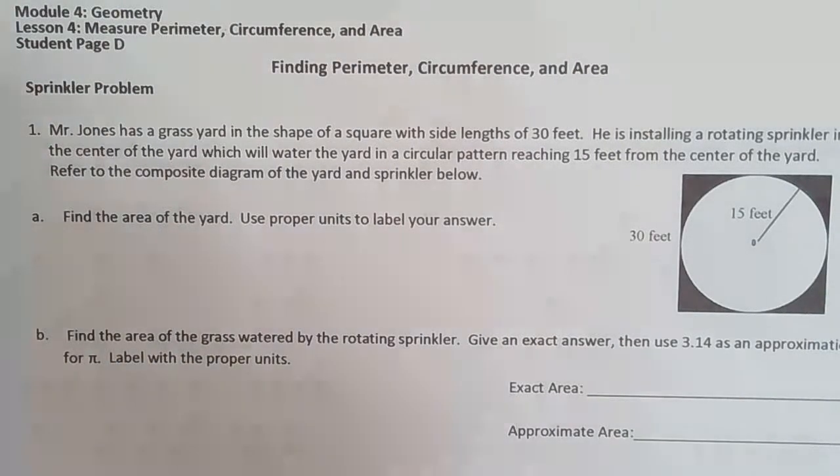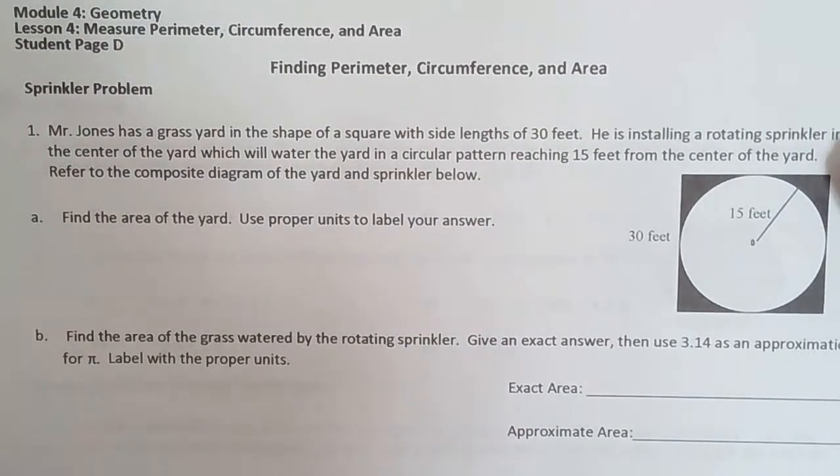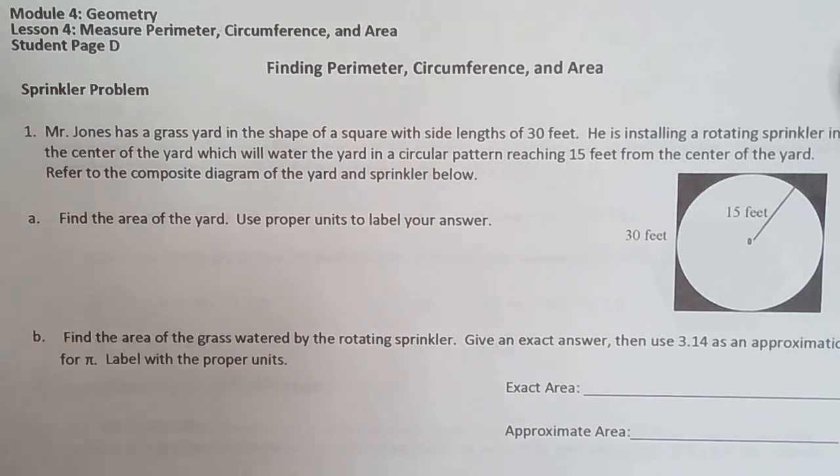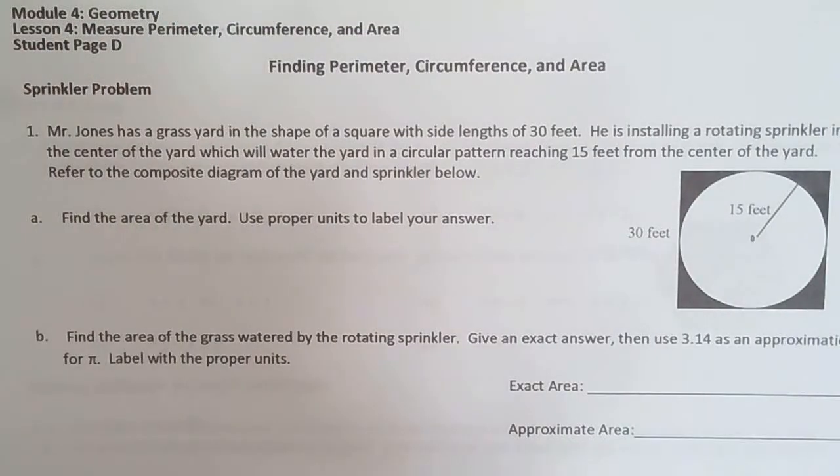Okay, so we're on lesson 4 in module 4. We have one more to go today. This one is on perimeter, circumference, and area. I tried to find practical problems like you would see in the real world, maybe if you were laying sod or building a circular pool or something like that. So hopefully you can find a little bit of real life in here.